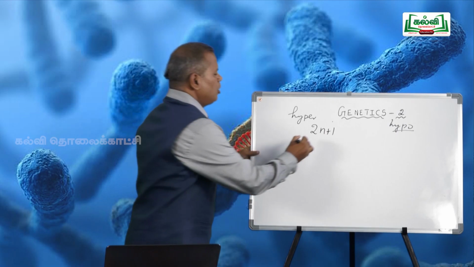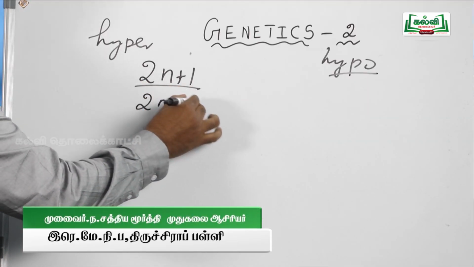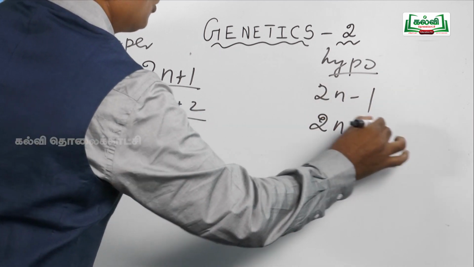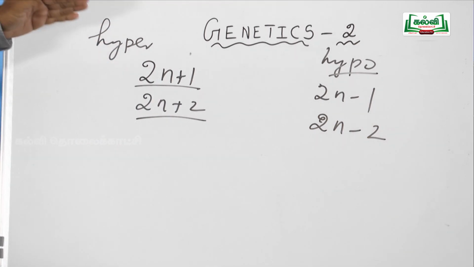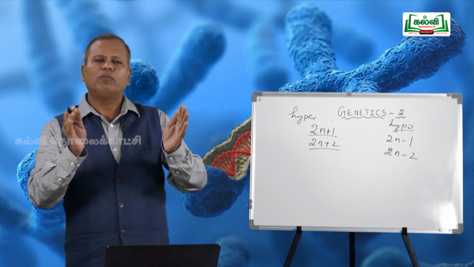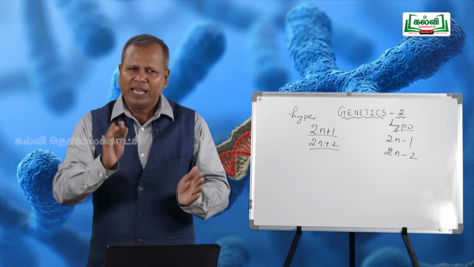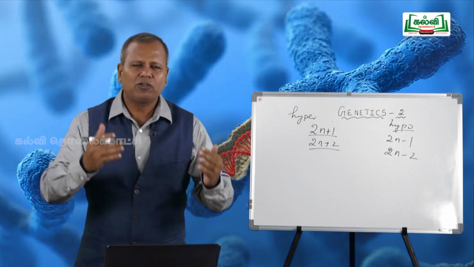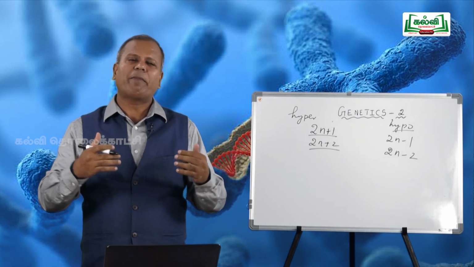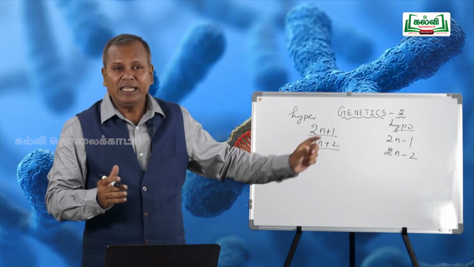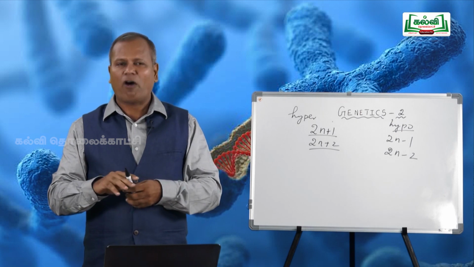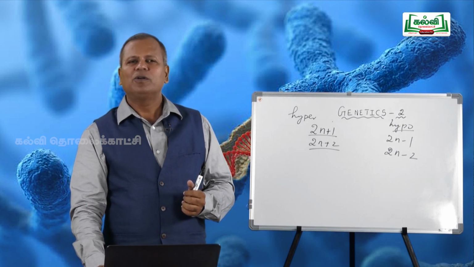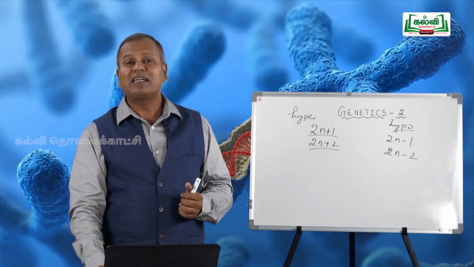Addition of one chromosome, 2n plus 1, trisomy; addition of 2 chromosomes, tetrasomy; removal of 1 chromosome, monosomy; removal of 2 chromosomes, nullisomy. These are called aneuploidy, variation that involves chromosomal number within a set. It is of two types, hyper and hypo. Hyper means increase, hypo means decrease. 2n plus 1 trisomy, 2n plus 2 tetrasomy, 2n minus 1 monosomy, 2n minus 2 nullisomy. These autosomal as well as sex chromosomal aneuploidies cause number 1 the Down syndrome, number 2 the Klinefelter syndrome, and number 3 the Turner syndrome.